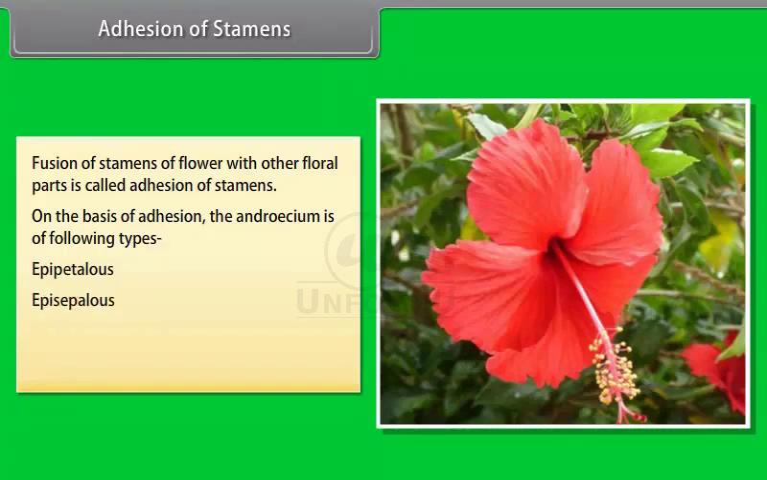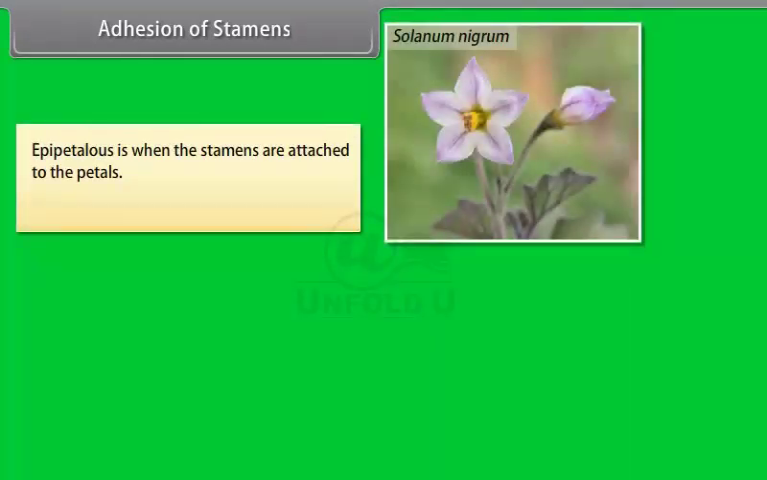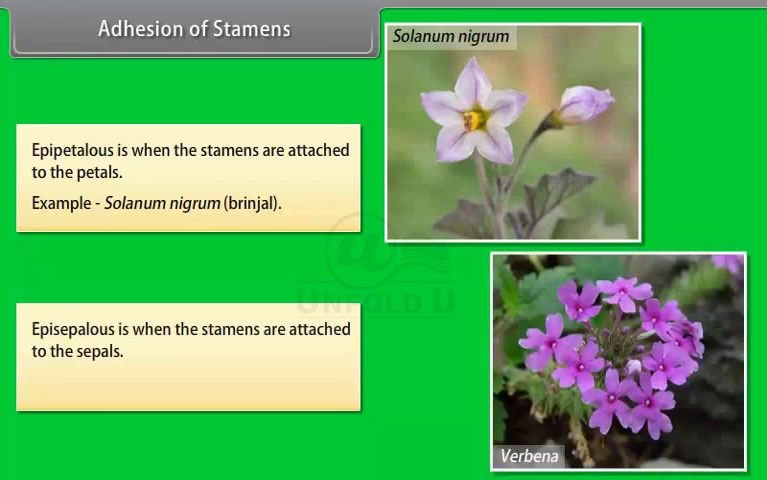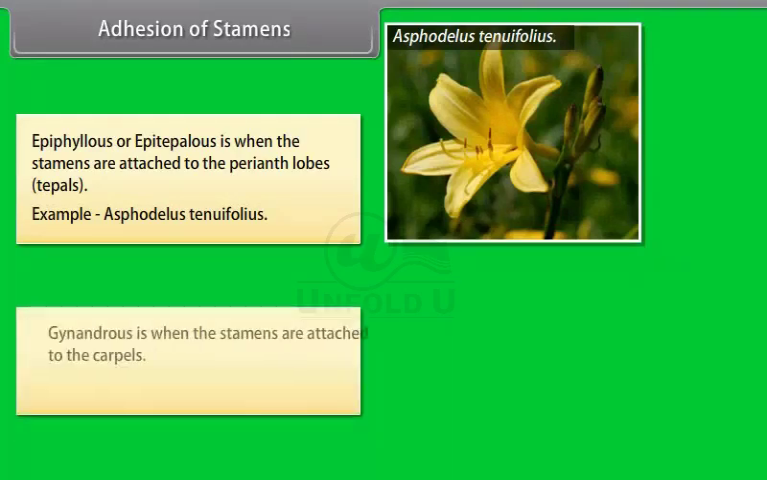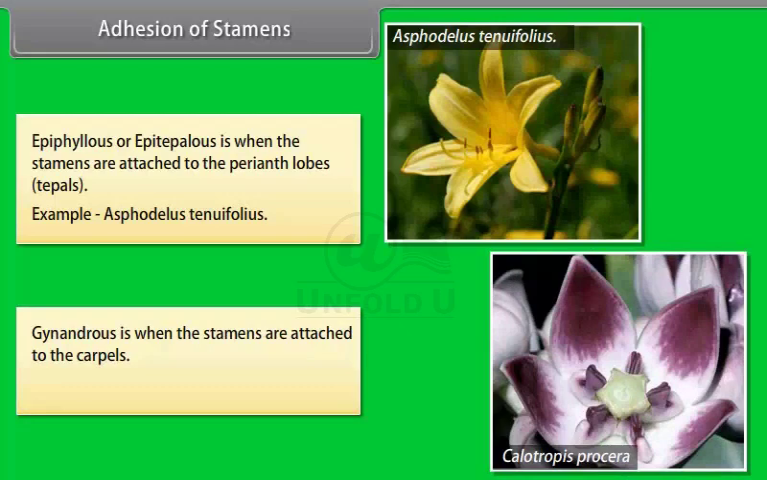Epipetalous, episepalous, epiphyllous, gynandrous. Epipetalous is when the stamens are attached to the petals. Example, Solanum nigrum, brinjal. Episepalous is when the stamens are attached to the sepals. Example, verbena. Epiphyllous or epitepalous is when the stamens are attached to the perianth lobes, tepals. Example, Asphodelus tenuifolius. Gynandrous is when the stamens are attached to the carpels.